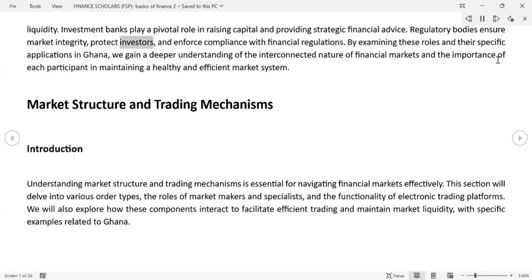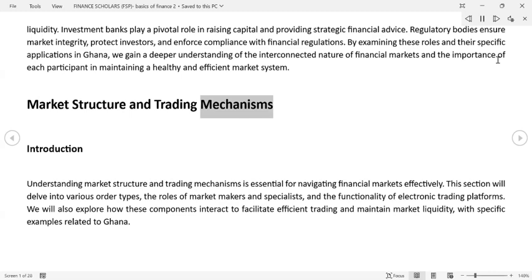Regulatory bodies ensure market integrity, protect investors, and enforce compliance with financial regulations. By examining these roles and their specific applications in Ghana, we gain a deeper understanding of the interconnected nature of financial markets and the importance of each participant in maintaining a healthy and efficient market system.